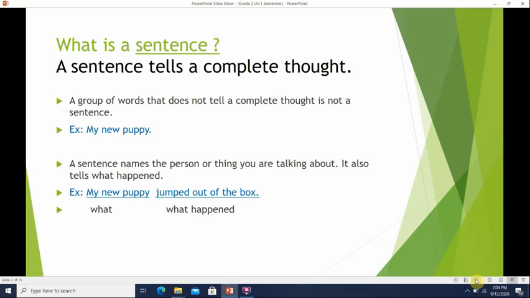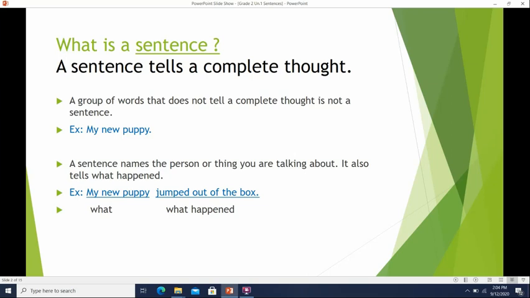Again, what is a sentence? A sentence is a group of words that tells a complete thought. A group of words that does not tell a complete thought is not a sentence. For example, if I say here, my new puppy, this is not a sentence because a sentence would tell you about someone or something. Here it just says my new puppy. It doesn't say anything about the new puppy. So remember that a sentence is a group of words that tells you a complete thought.